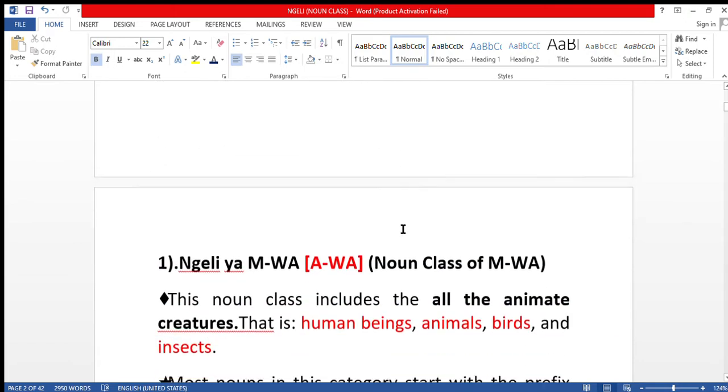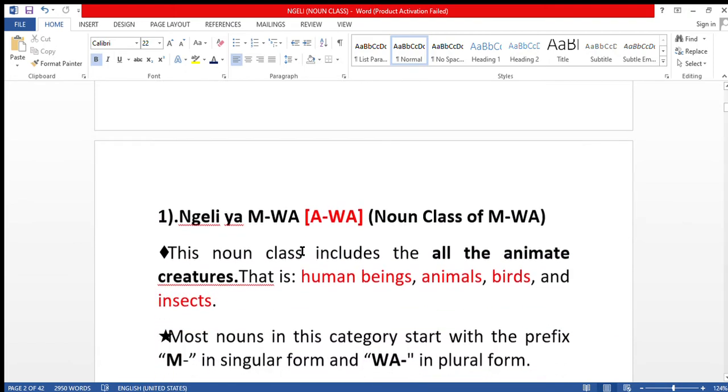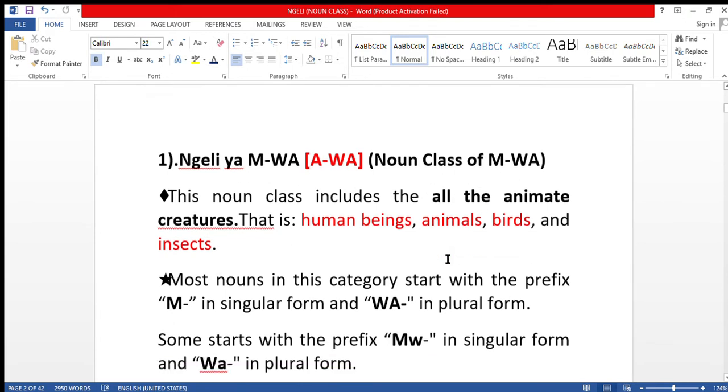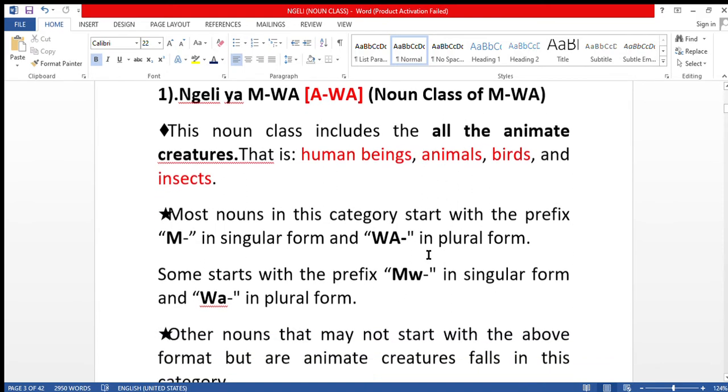Okay, guys, today we are going to discuss the first noun class, that is the Ngeli. The first one we're dealing with is the class of mua or awa. Okay, so without wasting time, let's jump into the lesson.